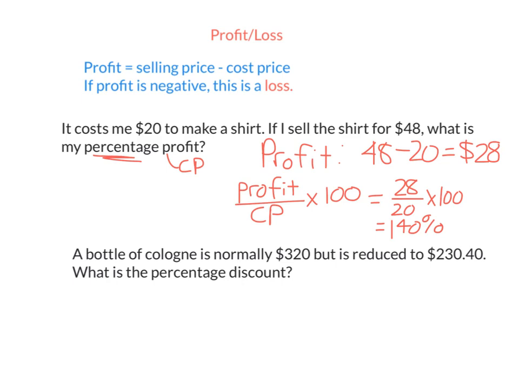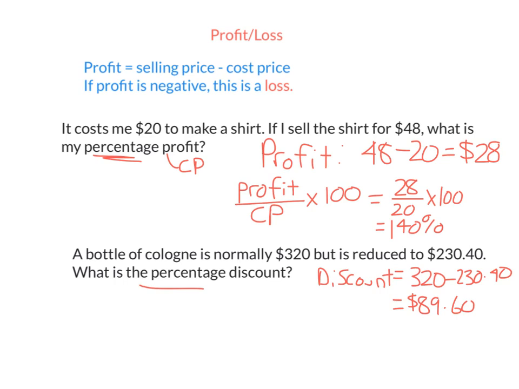All right, let's now look at finding the percentage discount. So this was the original price reduced to this price. What is the percentage discount? So the amount of the discount is just the original price minus the new selling price. So originally it sold for $3.20. I reduced it to $2.30. So that means the price has gone down by $89.60. That's how much the customer is saving. That's the amount it's been discounted. So $89.60 is the amount of the discount.